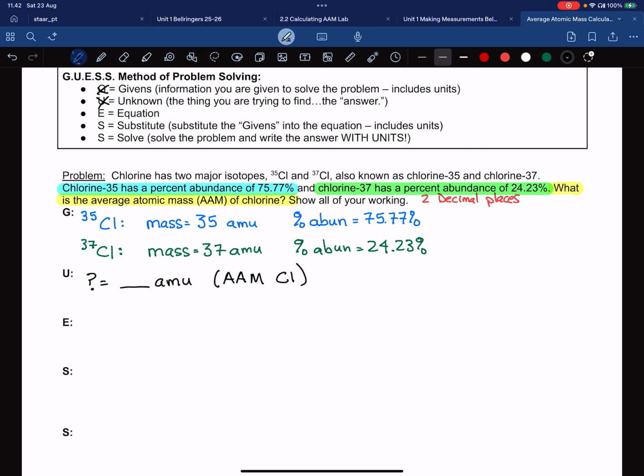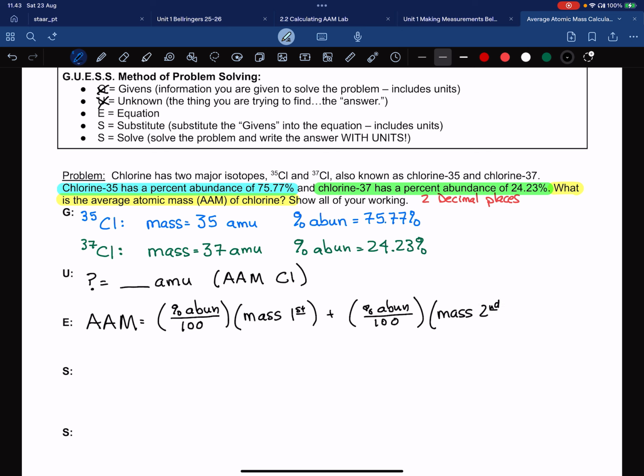The equation is always the same. The equation is always going to be the percent abundance divided by 100 multiplied by the mass of the first isotope, plus the percent abundance divided by 100 multiplied by the mass of the second isotope, and then continuing for however many isotopes that you have. Now for us, we only have 2 isotopes.